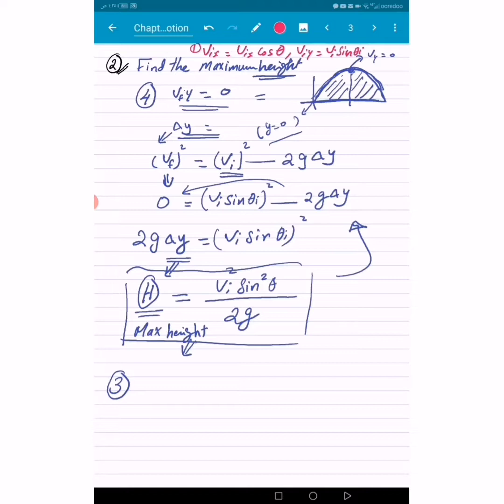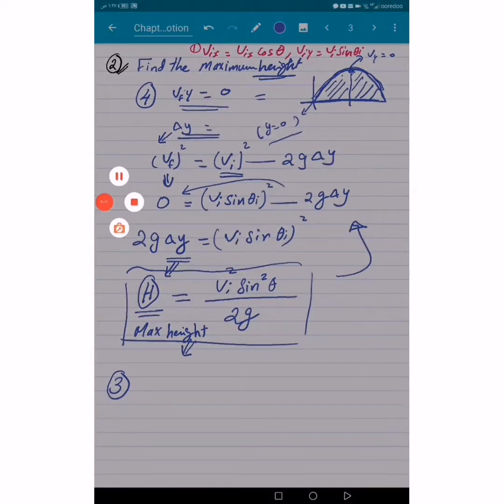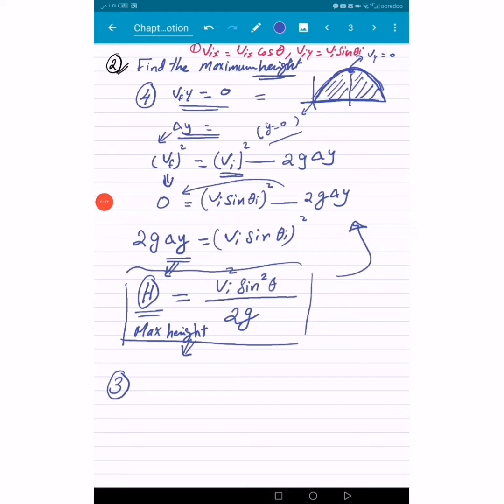Before the range, I want to know the time. What is the time to reach, or to take up, or to take down? So now how to find the time? We have two times, as I mentioned to you.